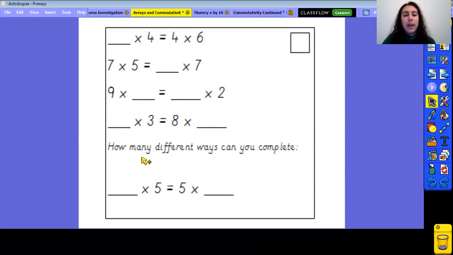And then there's a problem here for you to solve in as many different ways as you can. So something times 5 is the same as 5 times something. How many different ways can you come up with numbers that can complete that calculation and make it correct?